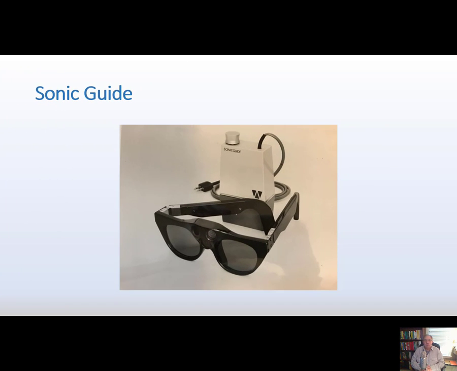Okay, this is a picture of the sonic guide. Let me pick up my laser pointer. And right here, there are three sensors. There are two receivers and one emitter. And you can see that it's all built into the glasses, and that the earphones would come out of the back of the glasses. This is the power source and the electronics that you probably wear on your belt.